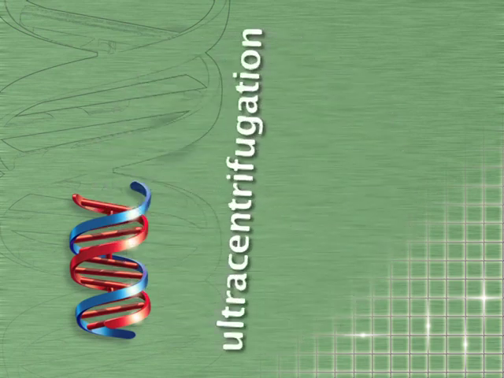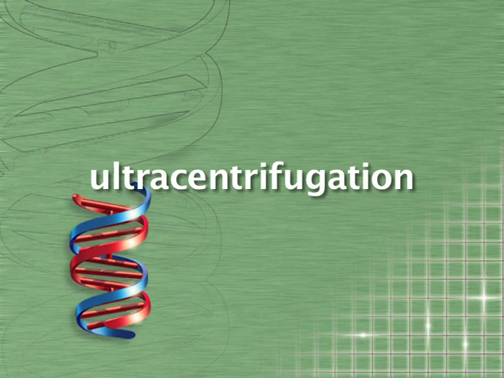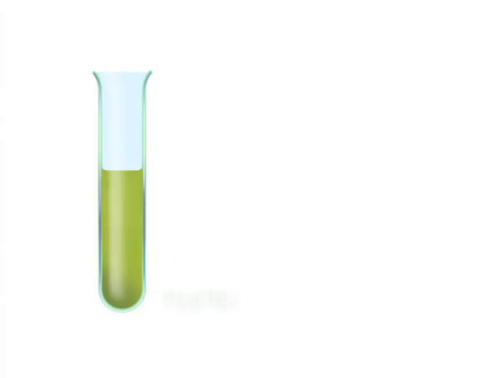Ultracentrifugation spins the tubes of homogenate at a very high speed, increasing the force of gravity, as happens in a spin dryer, so that the organelles are pulled to the bottom of the tube. At slower speeds, the heaviest organelles, the nuclei, come down.